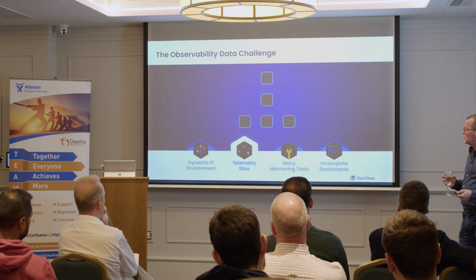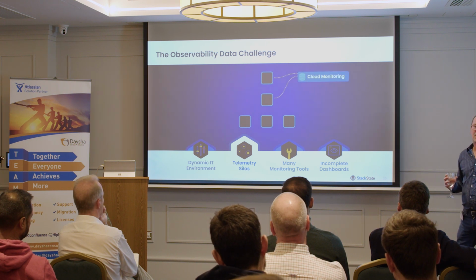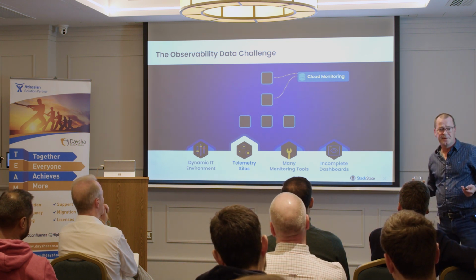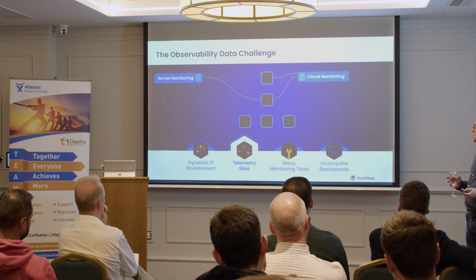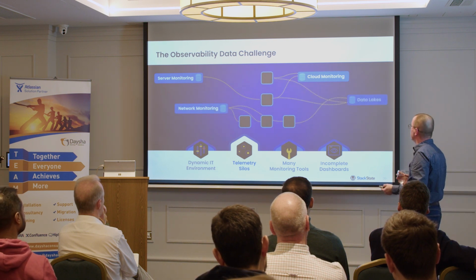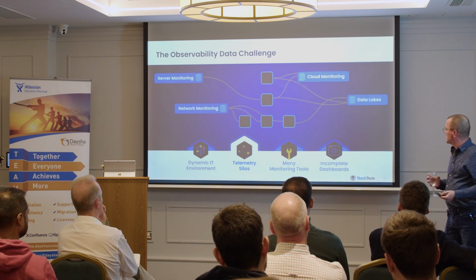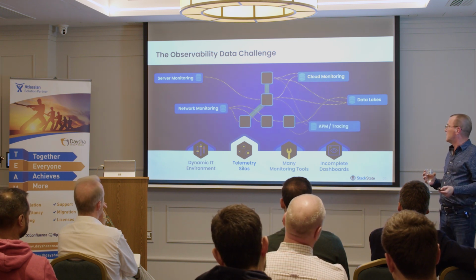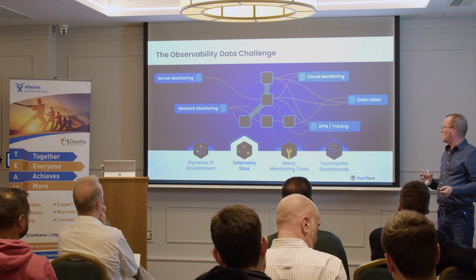And then you see the telemetry silos, because in your total environment, you typically have a lot of different monitoring tools or observability tools. You've got cloud monitoring, like AWS CloudWatch or Microsoft Azure Monitor. You have some server monitoring in place, maybe like Prometheus or Nagios or Zabbix, whatever. You've got some network monitoring, you've got some data lakes, you've got some APM technologies in place as well that are looking at the tracing over the environment. And in the end, these are all siloed.